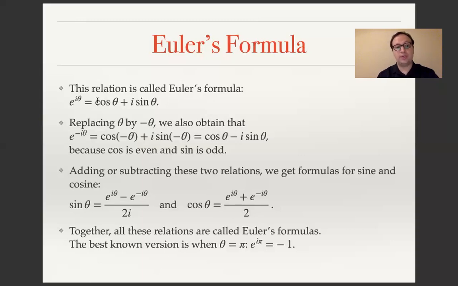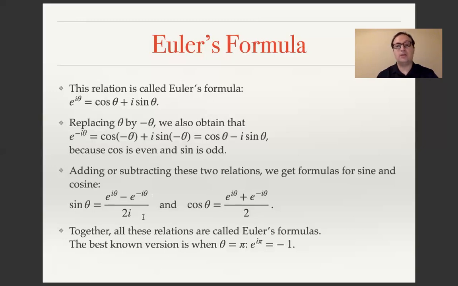So we have two relations now. e to the i theta is cosine theta plus i sine theta, and e to the minus i theta is cosine theta minus i sine theta. And then we can add them and divide by 2, and we get that cosine theta is e to the i theta plus e to the minus i theta over 2. And if we subtract them, we get that sine theta is e to the i theta minus e to the minus i theta over 2i.